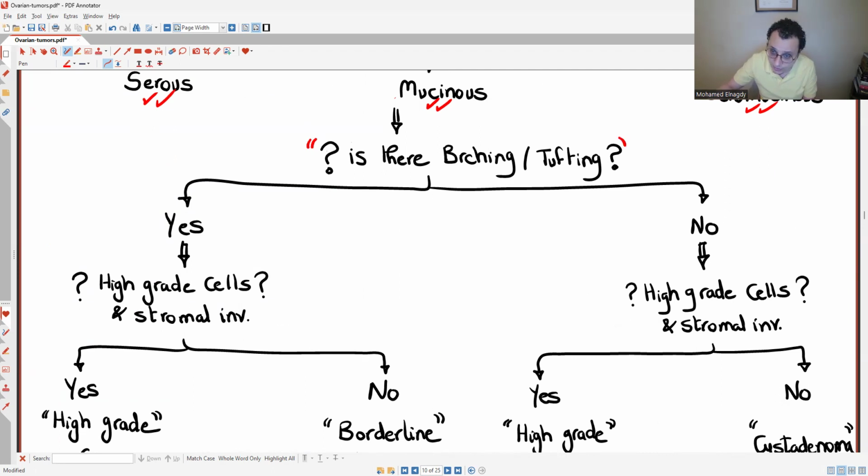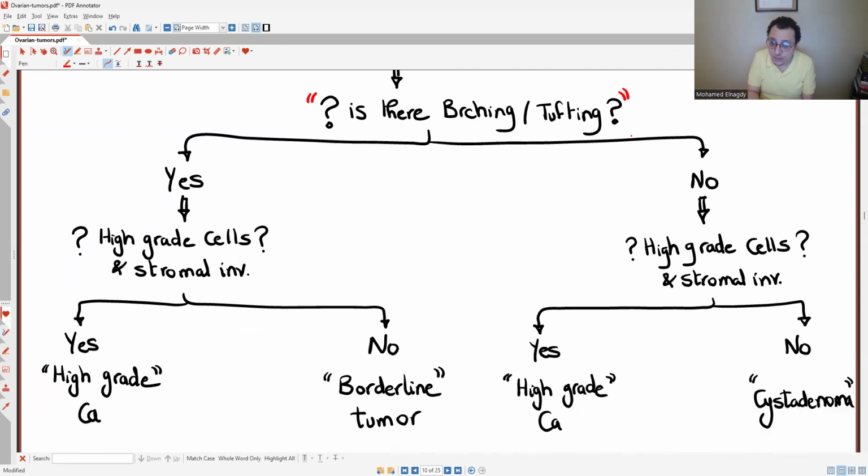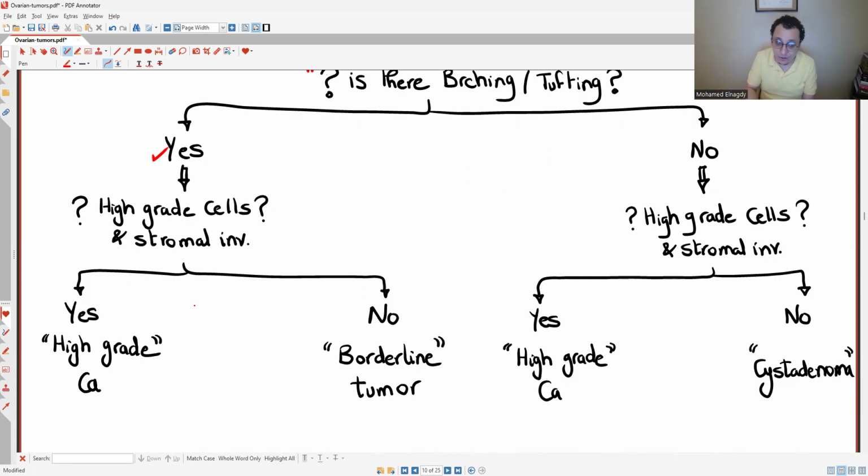The first question is, is there any branching, tufting, or tree-like growth? If yes, it's borderline or invasive. What determines which is which is, do you see any high-grade cells? Do you see abundant mitosis? Do you see stromal invasion or not?